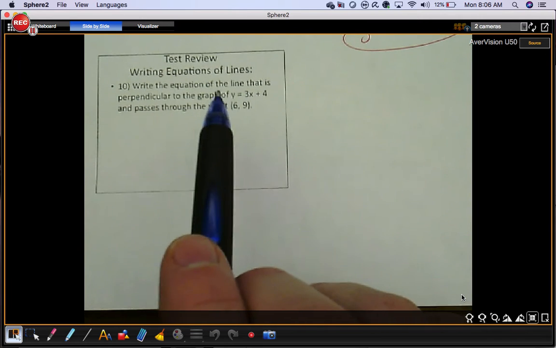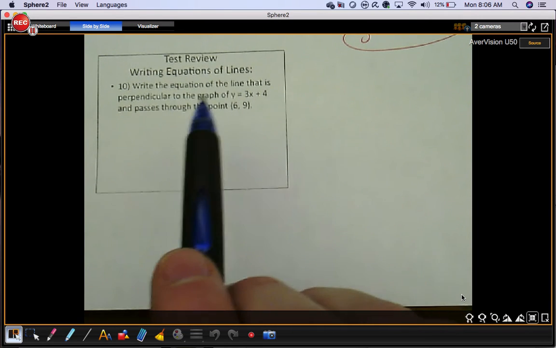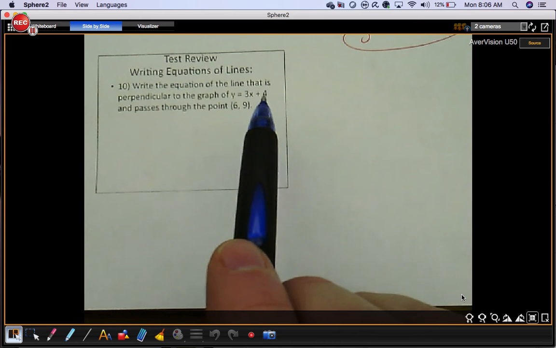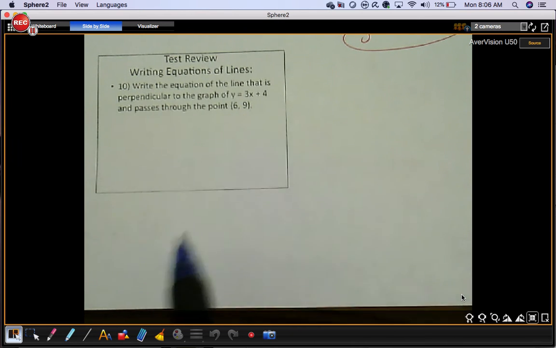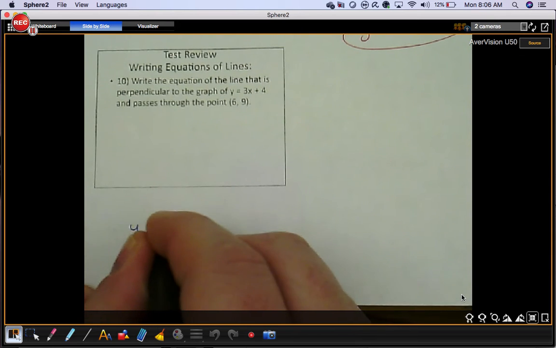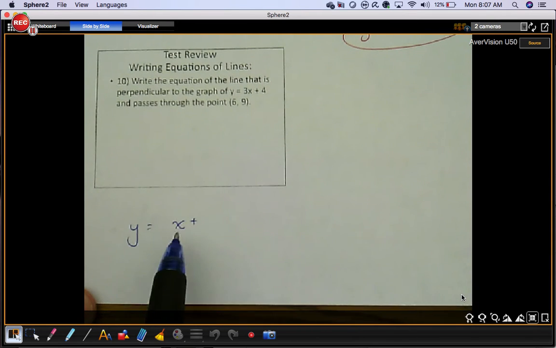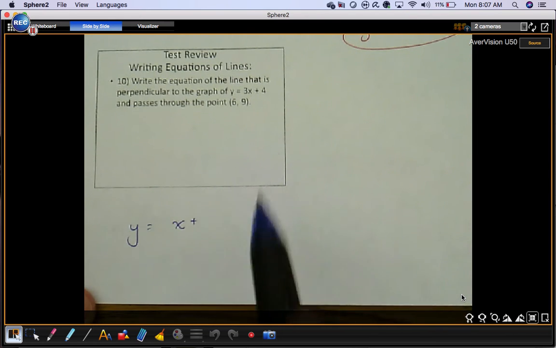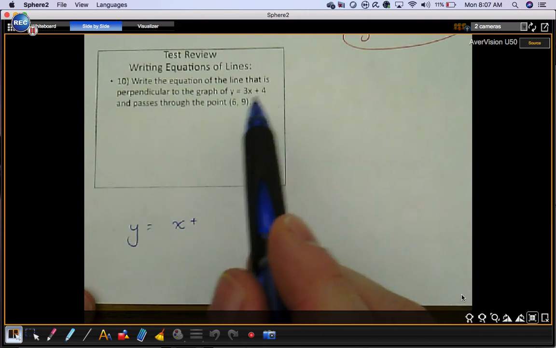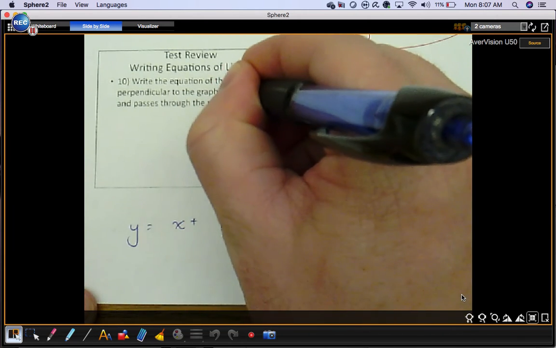Last one, write the equation of the line that is perpendicular to the graph of y equals 3x plus 4 and passes through the ordered pair 6, 9. I'll just come down here. I know my answer is going to be y equals mx plus b. Slope, y-intercept. I need them both. Here's your line. Your line has a slope of 3.